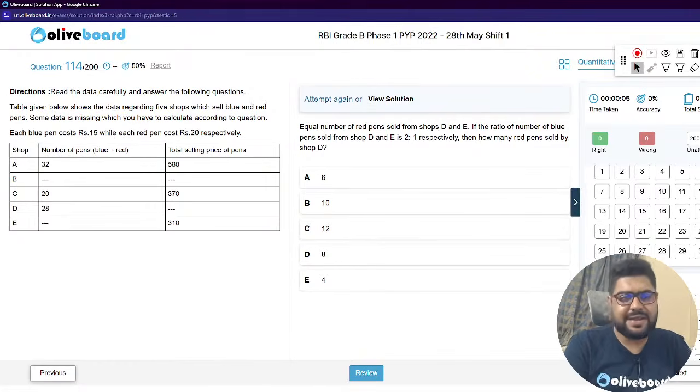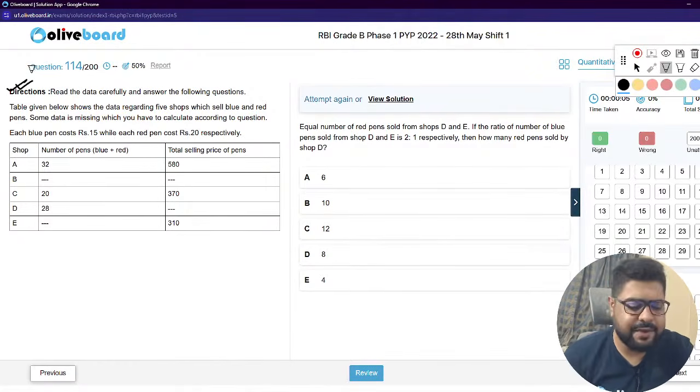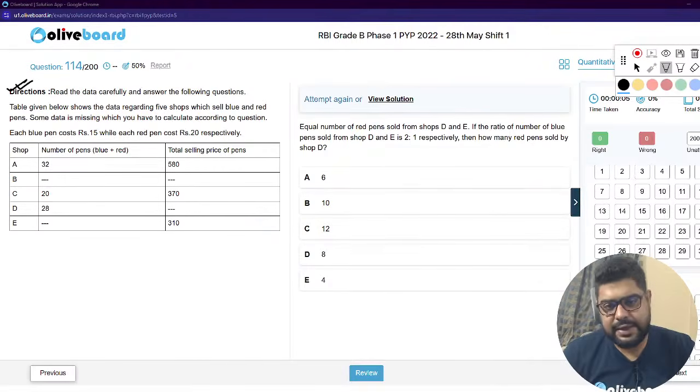Chalo. Acha. First DI of the day. Again, just like every week, I'll try to do 2 sets of DIs like today only. Out of 3 sets, 2 sets we'll try to do today only.